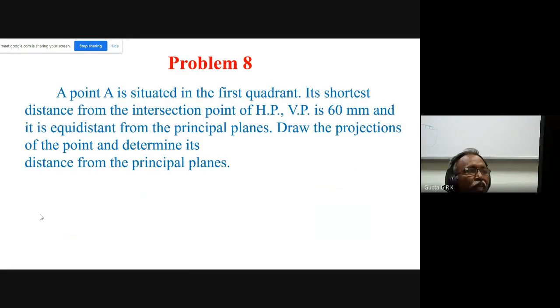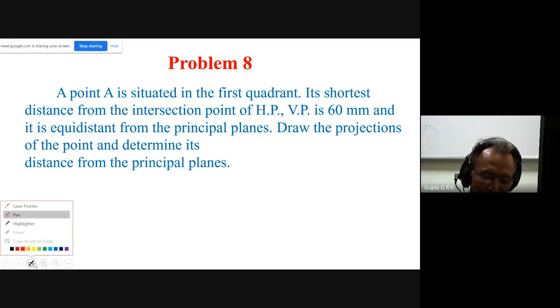A point A is situated in the first quadrant. Its shortest distance from the point of intersection of HP and VP is 60 mm, and it is equidistant from the principal planes. Draw the projections of the point and determine its distance from the principal planes.